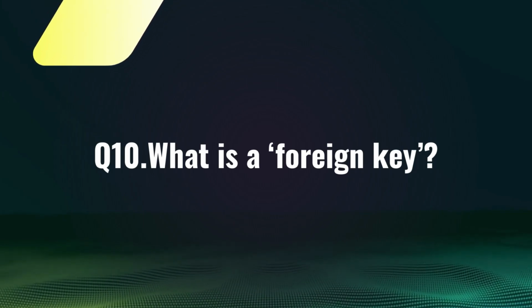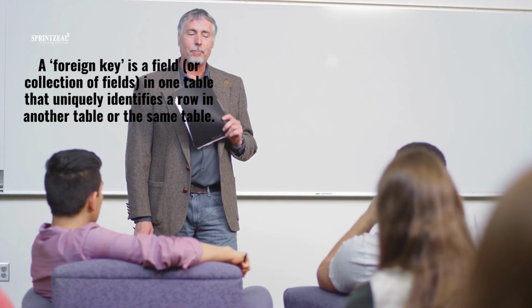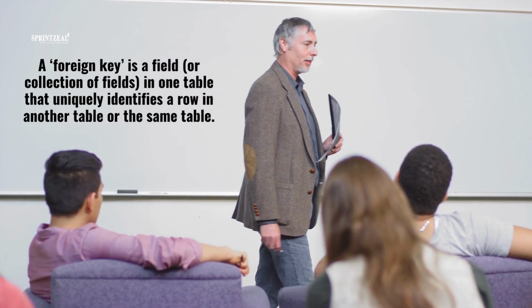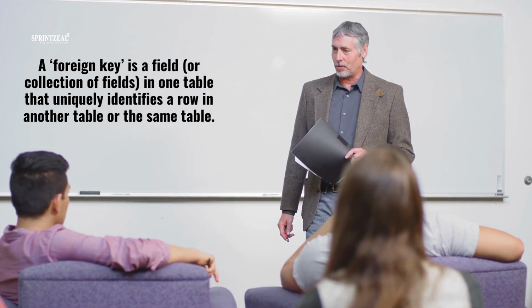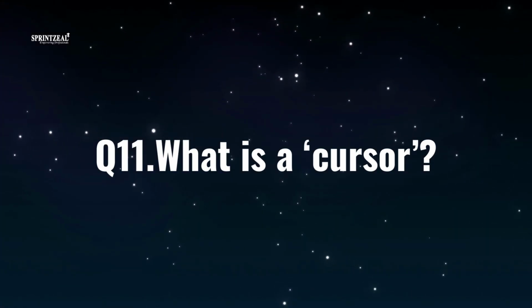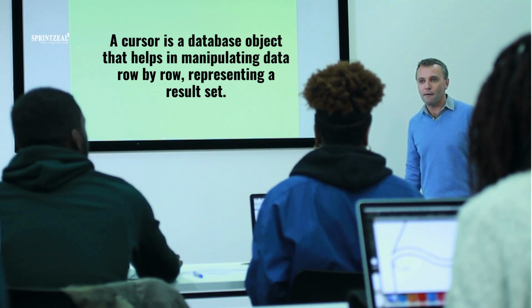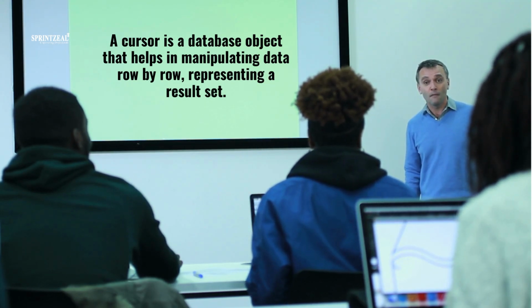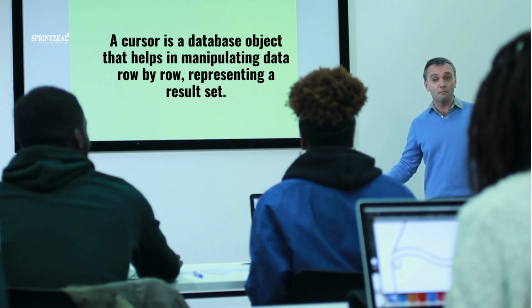Q10. What is a foreign key? A foreign key is a field or collection of fields in one table that uniquely identifies a row in another table or the same table. Q11. What is a cursor? A cursor is a database object that helps in manipulating data row by row, representing a result set.